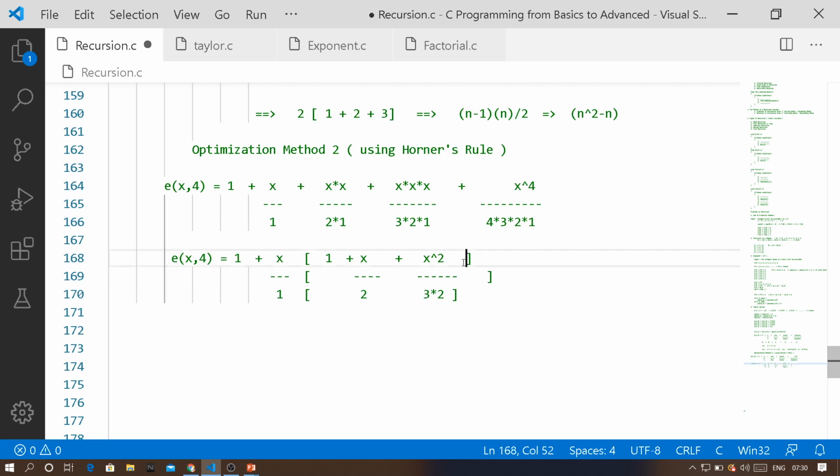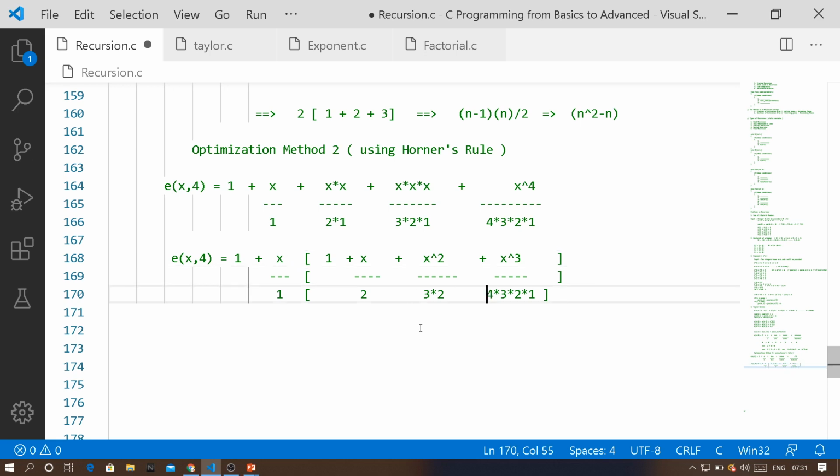Coming to the very last term, if you take x common outside from x power 4, you will have x cube remaining. What is the denominator? From the denominator we are only taking 1. So what is the remaining part? The remaining part is 4 multiplied by 3 multiplied by 2 multiplied by 1.